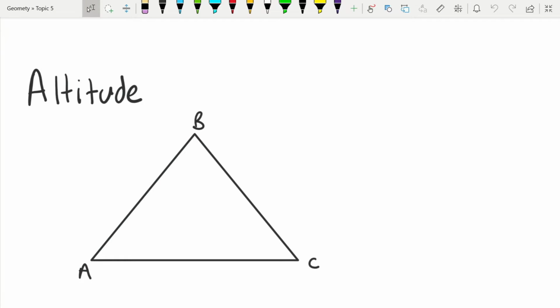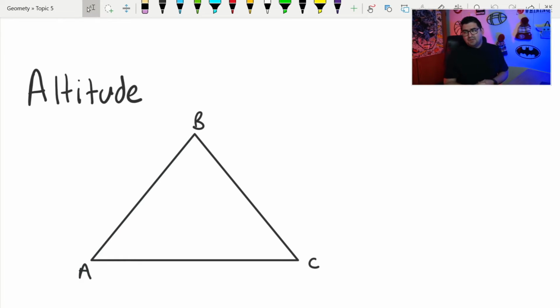In today's video, we're going to be talking about what is an altitude in geometry. So let's go ahead and get started. Here I have a triangle. The altitude of a triangle is when we go from one of the points of a triangle.